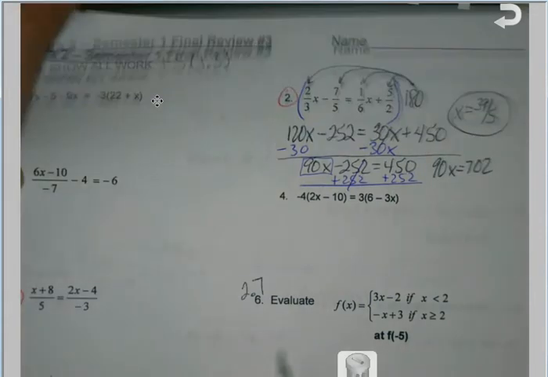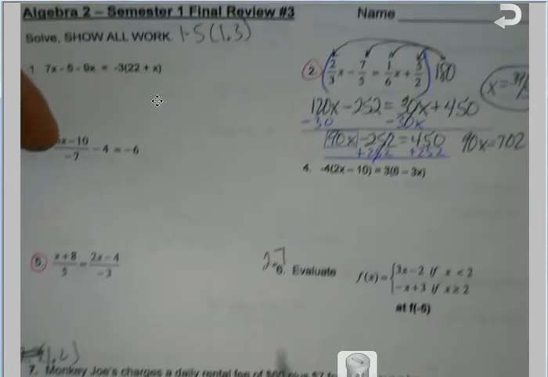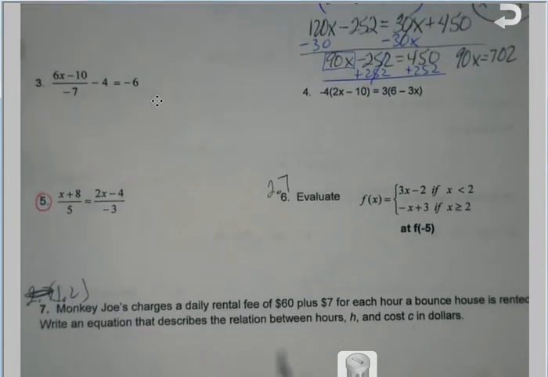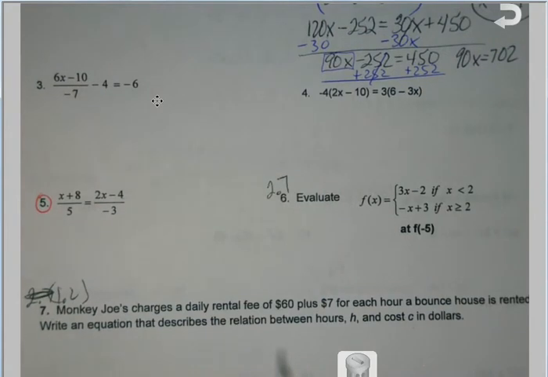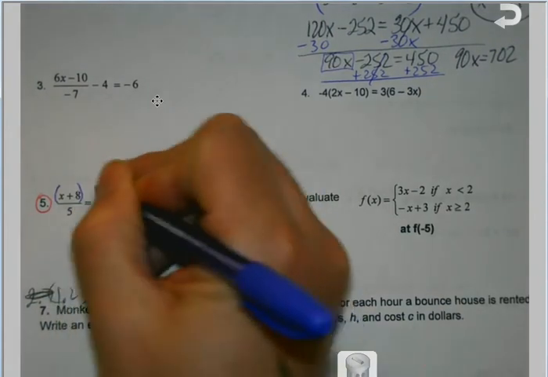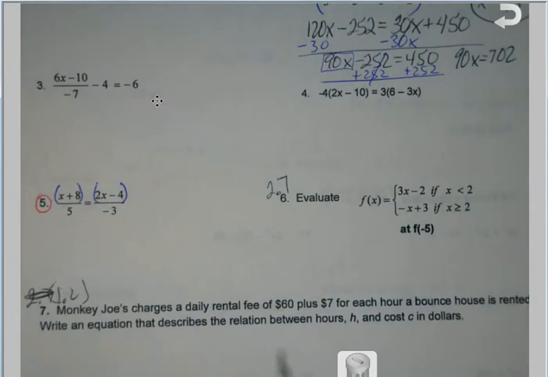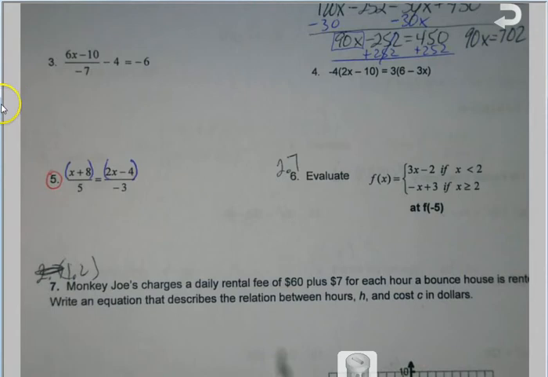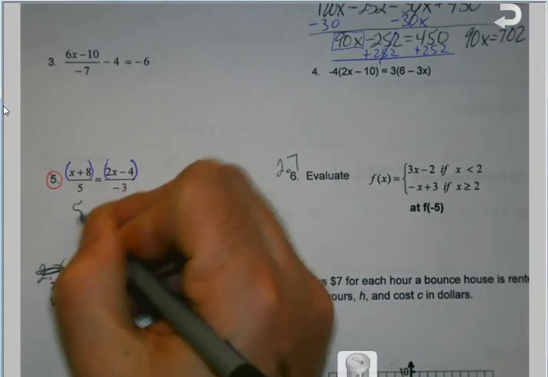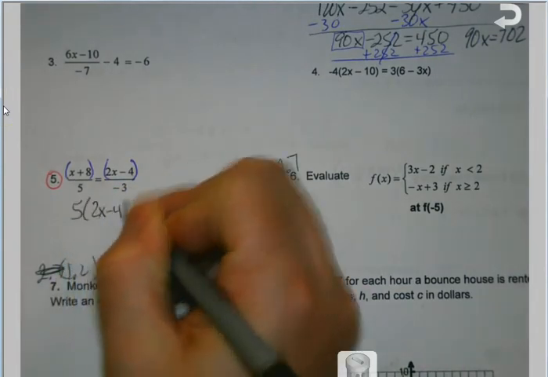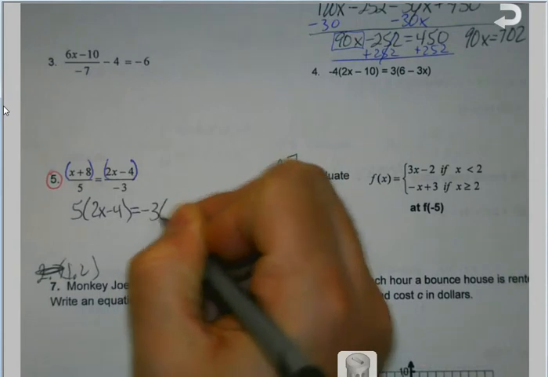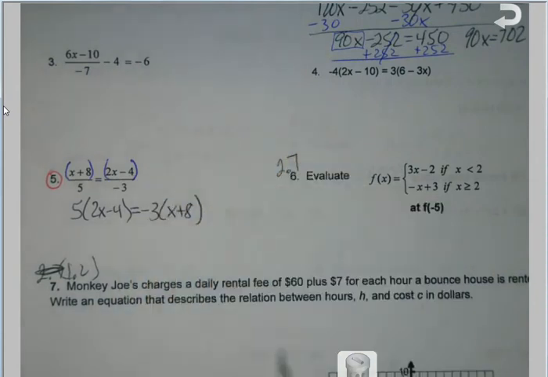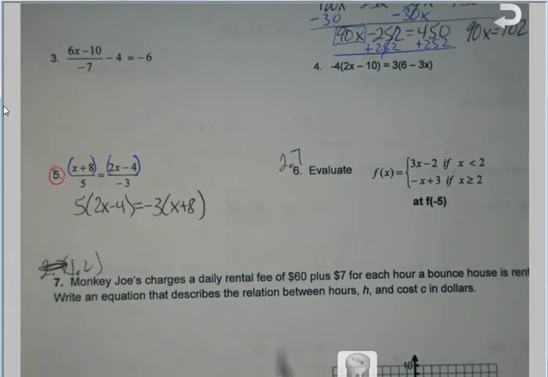Now the other one I thought would cause issues would be number 5. And here's why I thought that. When we cross multiply, we tend to forget that there's these imaginary parentheses around each of my binomial terms. So then when I go to cross multiply, so I can solve this, so I've got 5 times 2x minus 4 equals negative 3x plus 8. And I got to distribute and solve it like I'd solve any equation at this point.